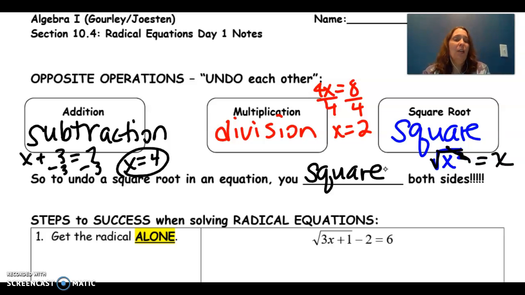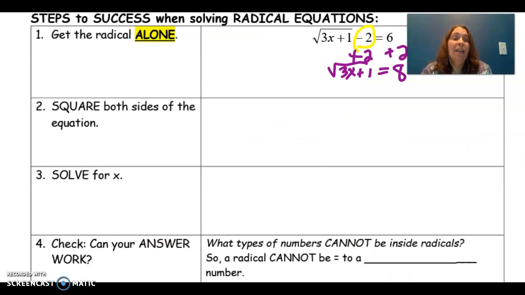So in this particular case, we have the square root of 3x plus 1 minus 2 equals 6. We need to somehow get rid of that minus 2. The way to do that is to add 2 on both sides, and then that gives us the square root of 3x plus 1 is equal to 8. So step 1 is taken care of. Now we have a radical, and it's all by itself. That means undoing the radical, so squaring both sides will help us.